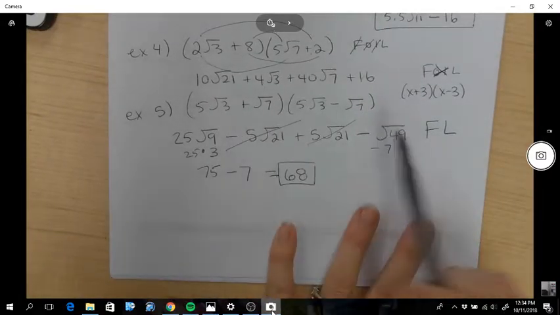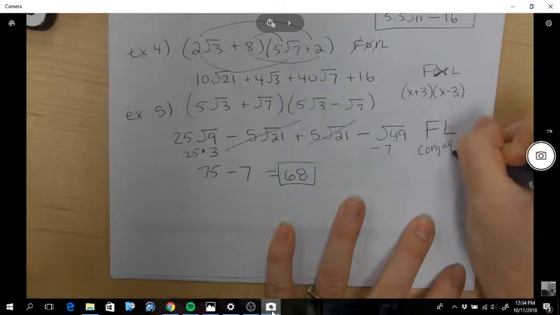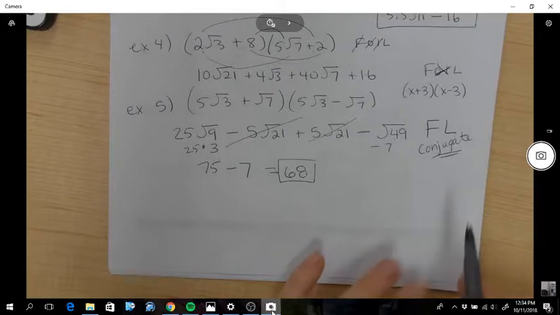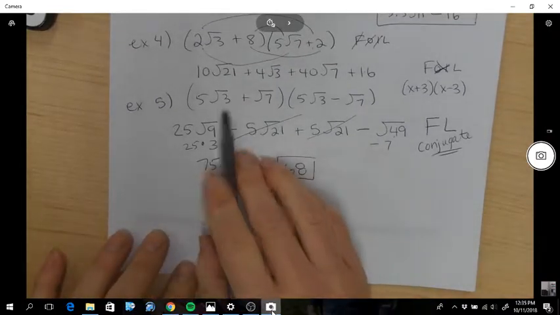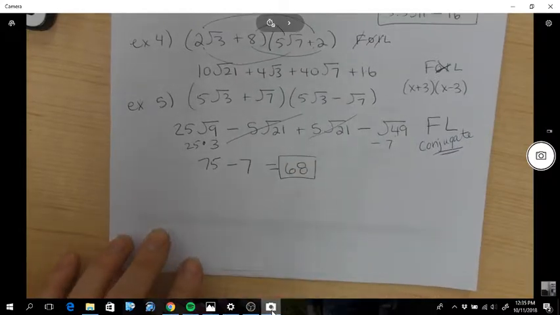Okay? And the word that we use is called a conjugate. And we're going to talk more about that. Okay? So this is the conjugate of this one because it's the same binomial with the opposite sign.